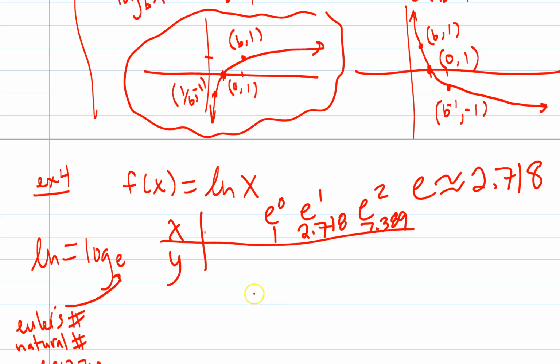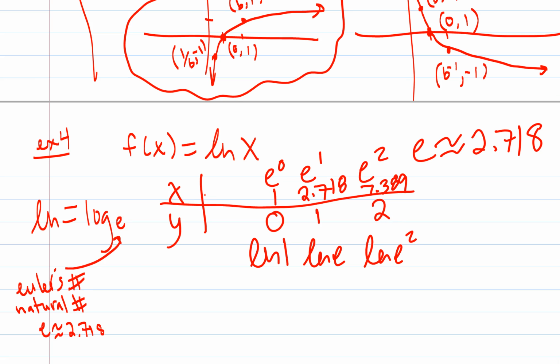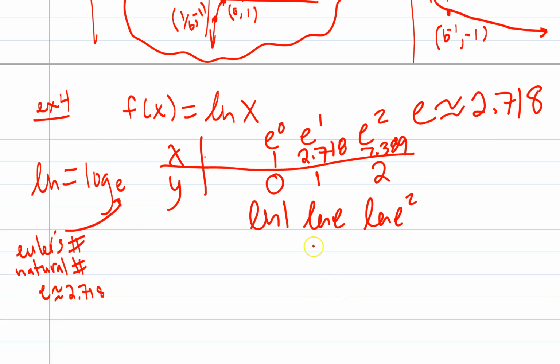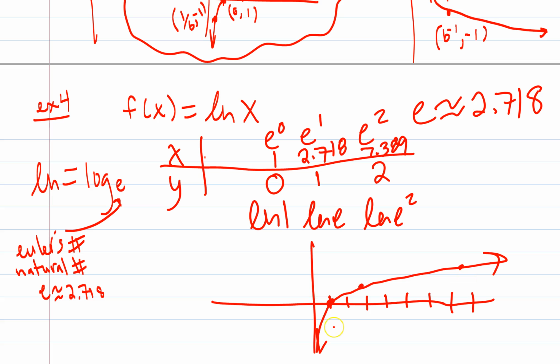Why am I picking those numbers? Because the natural log of 1, well, log base anything of 1, is 0. What is the natural log of e? And the natural log of e squared. That's enough to give me a sketch. 1, 0 is still in our points. 2.7 goes up to 1. 7 point something goes up to 2. It looks the same, just a little messier because of the e. But the graph shape itself doesn't change.